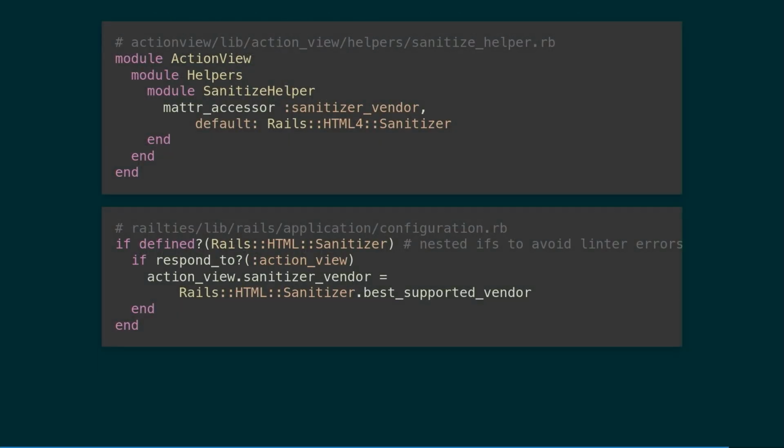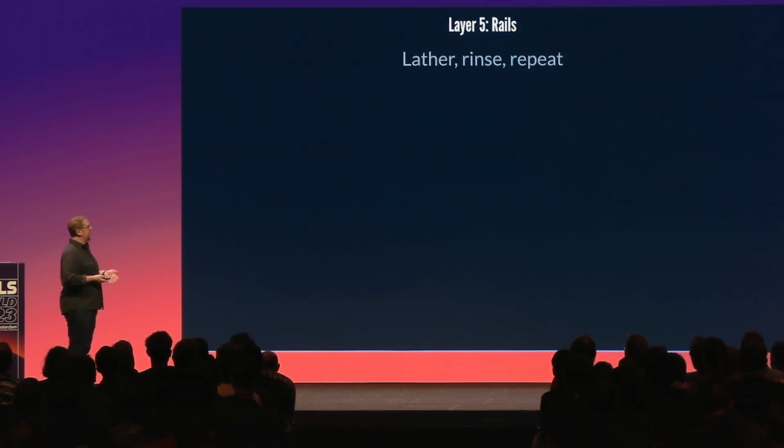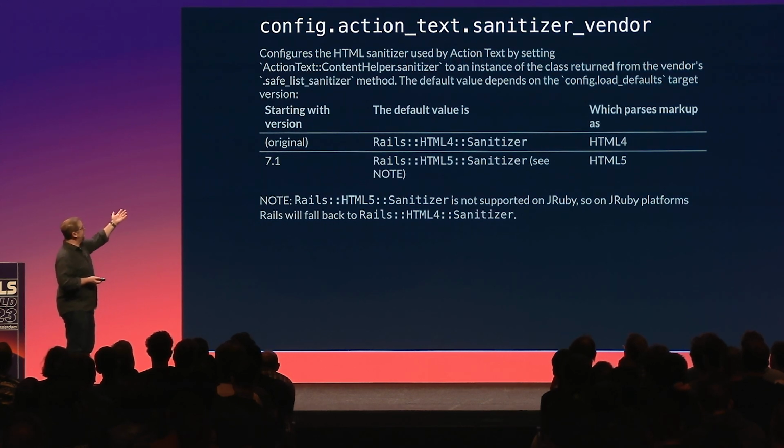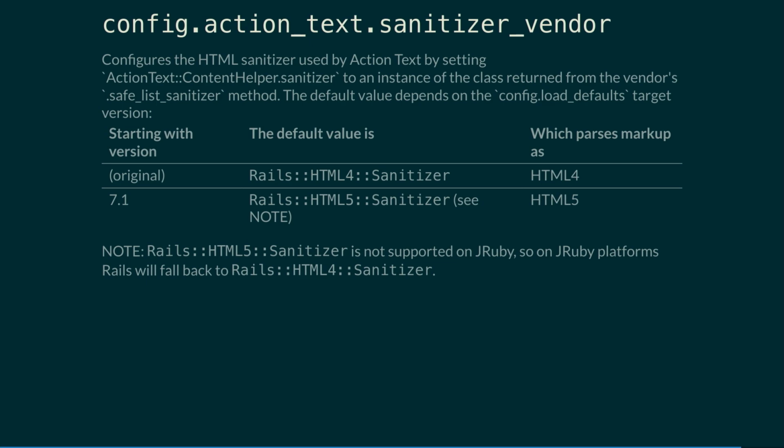And then the resulting change was just this. We introduced a new helper method called best supported vendor, and best supported vendor does what you think it does. If you support HTML5 on your platform, it'll use it. And we just repeat that for the other parts of Rails. We did it for Action Text, literally the same thing. We had to do some work to plug in the vendor, but that was it.